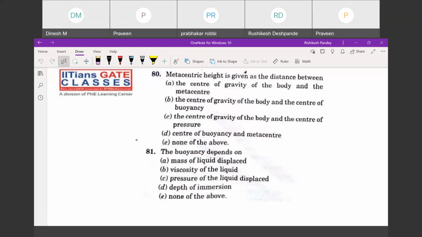Metacentric height. What is metacentric height? GM is your metacentric height. So it is the distance between G and M. I've told you, GM is your metacentric height, which decides the stability and comfort condition. G is the center of gravity of the body and M is the metacenter. So the distance between these two is GM, which is your metacentric height. So A is the answer. Question 81.